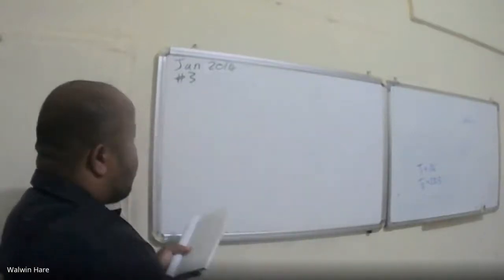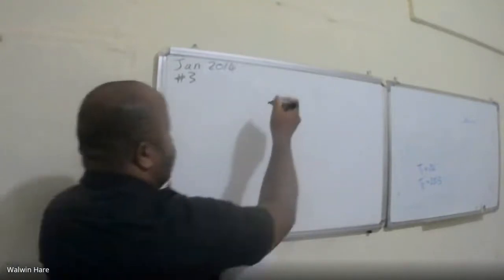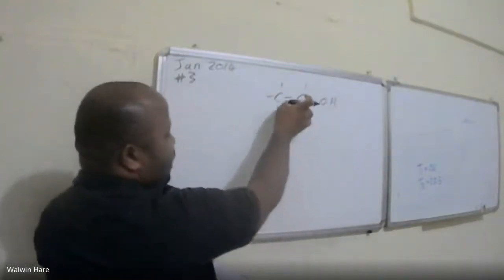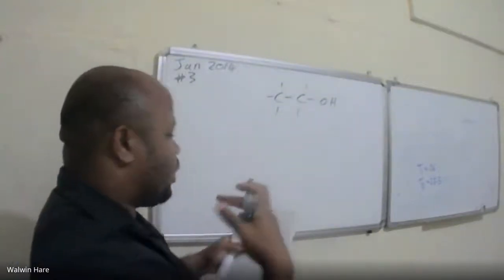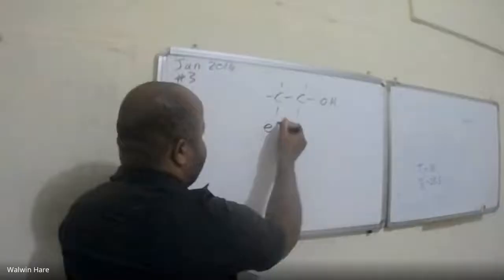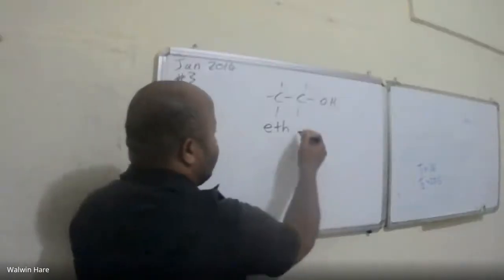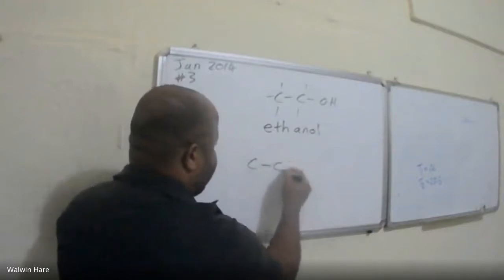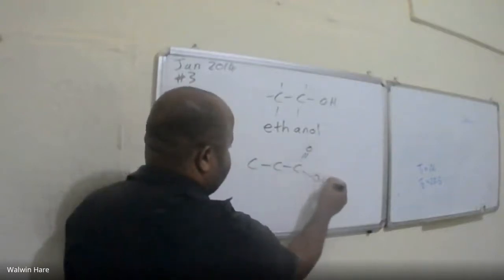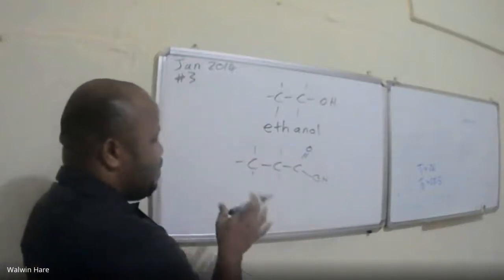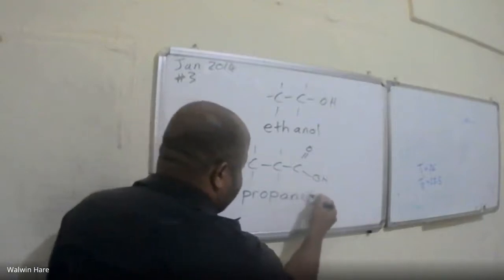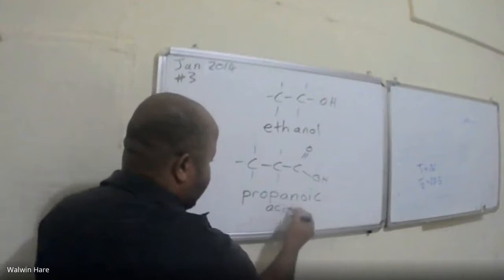Right, so let us name compound A. Compound A has 2 carbons and it's an alcohol. If it has 2 carbons, what should the name of the compound start with? Eth. Right. And alcohols end in anol, so it is ethanol. And compound C has 3 carbons and it's a carboxylic acid. If you have 3 carbons, what should the name start with? Prop. Right, and since it's a carboxylic acid, it must end in anoic. So it is propanoic acid.